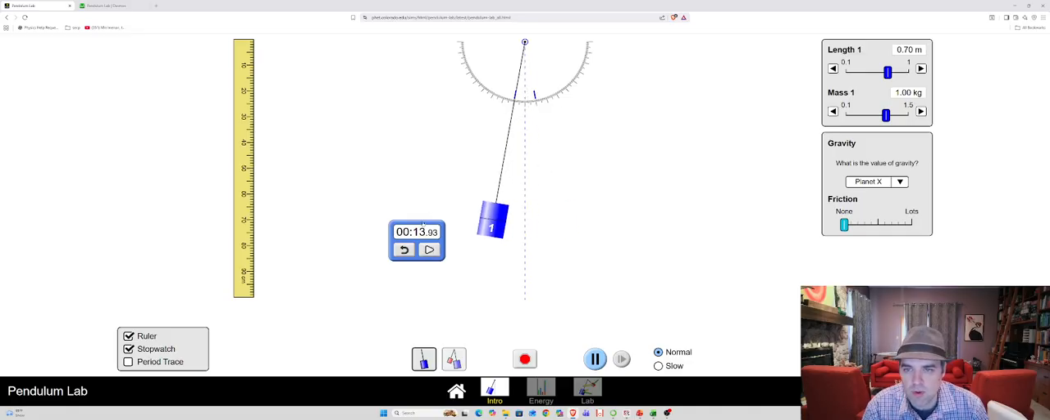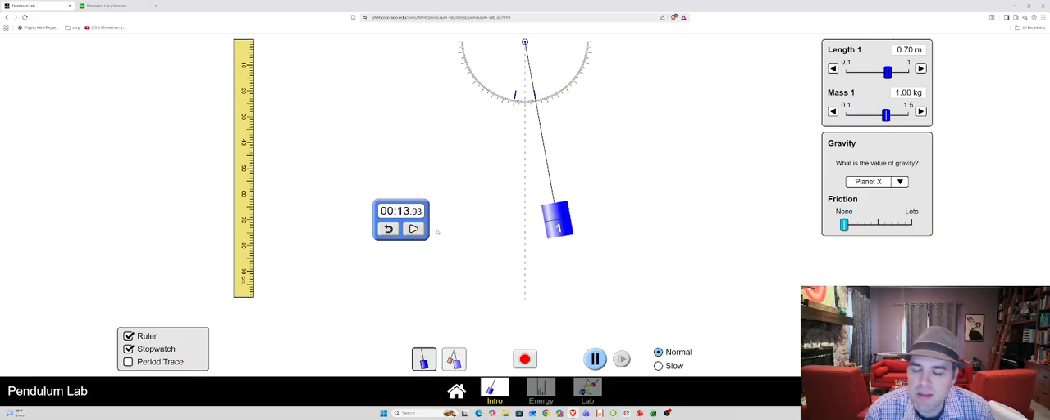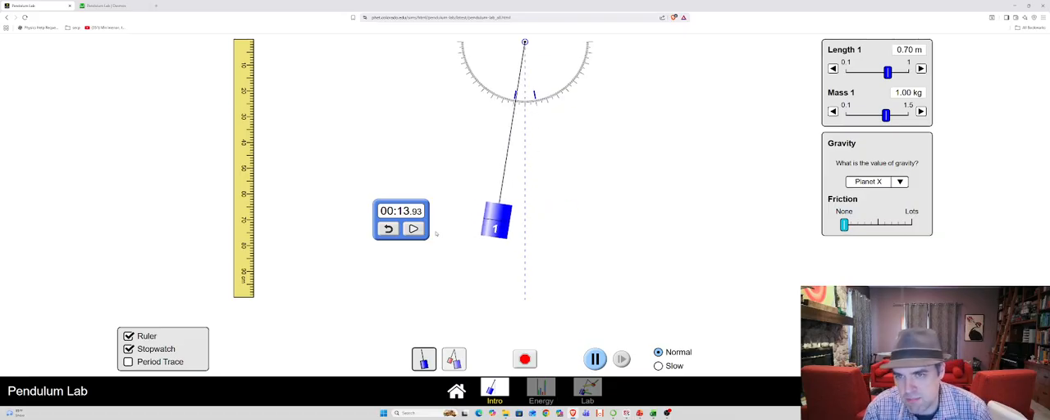All right. So I have 13.93 is the time of 10 oscillations or 10 periods. So in order to get the time of one oscillation, I can just divide that by 10. So for one oscillation, we're going to get 1.393.